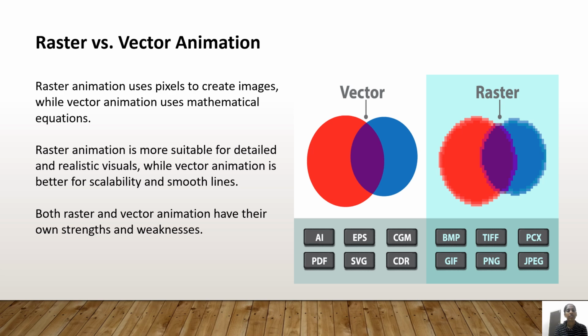Now let us see raster versus vector animation. Raster animation uses a group of pixels to create an image, whereas a vector image is formed through mathematical equations. Raster animation is more suitable for detailed and realistic visuals, while vector animation is better for scalability and smooth lines. Both raster and vector have their own strengths and weaknesses.